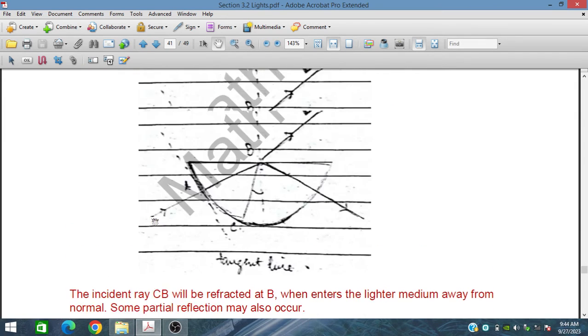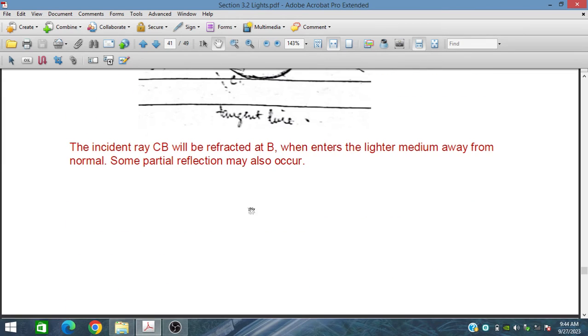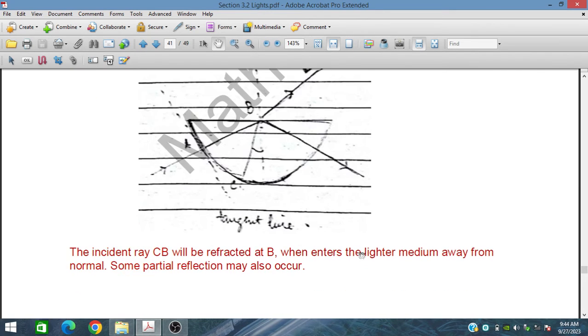The incident ray CB will be refracted at B, then enter the lighter medium away from the normal. So this is refraction, but some partial reflection may also occur.